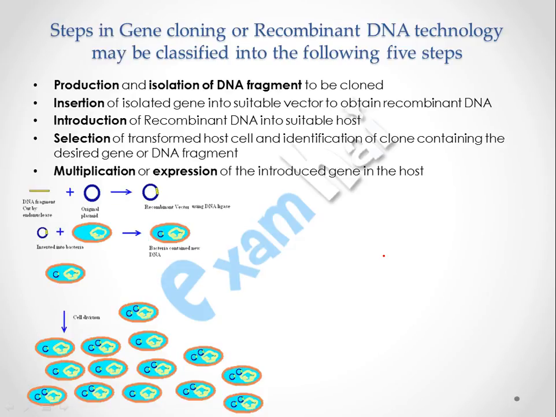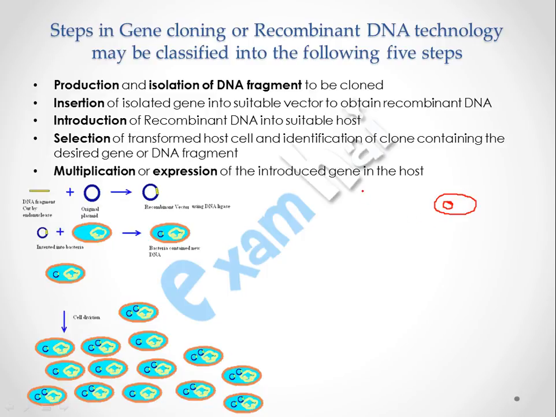So these are the steps. First of all, production and isolation of the DNA fragment to be cloned. First of all, we have to isolate the DNA fragment which is to be cloned, which is the DNA of interest. The DNA of interest should be isolated from any bacteria or any plant of a specific kind. This is done by many processes, like first the process is gel electrophoresis, in which the DNA is isolated. That we will discuss later.